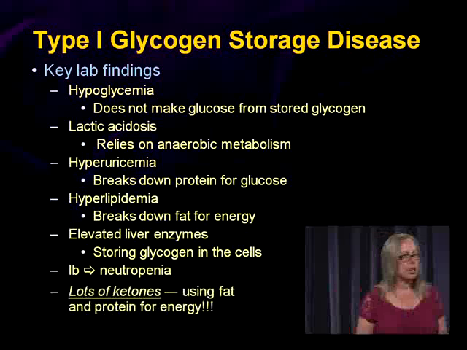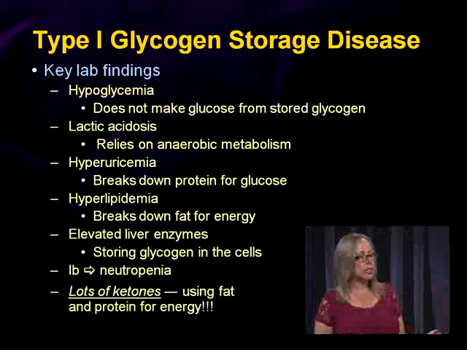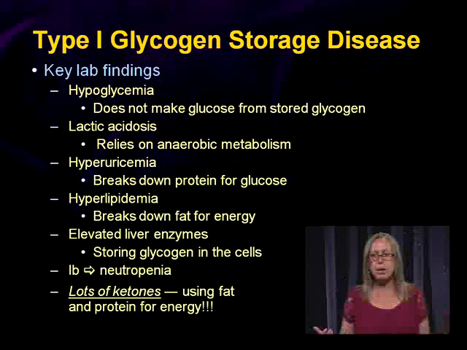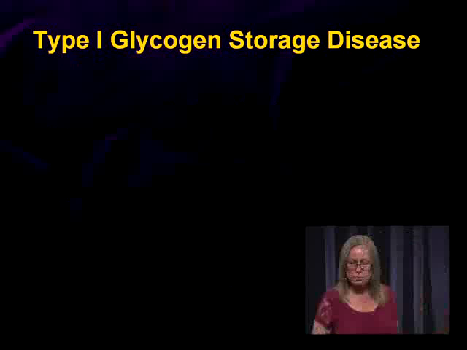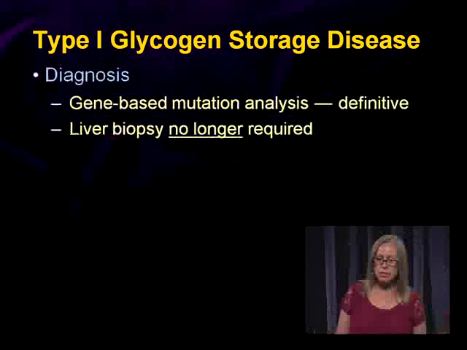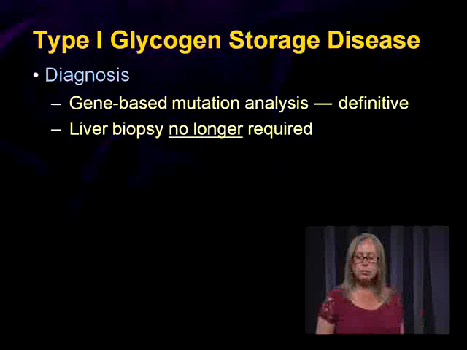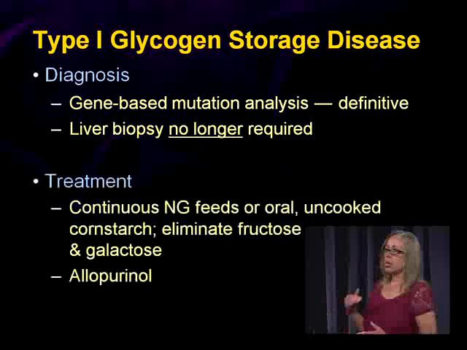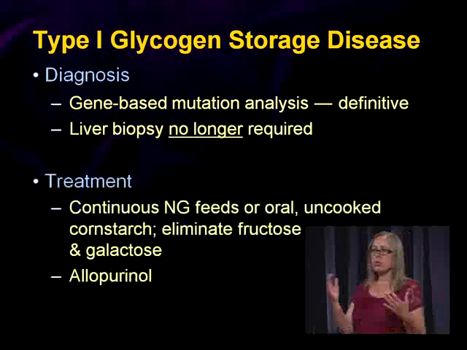So if you have a fatty acid oxidation defect, you can't make your ketones, but if you're having a glycogen problem, that's what you're really going to start to rely on to make your energy. So now we can do gene-based mutational analysis that's definitive, and a liver biopsy is no longer required to diagnose GSD. You want to keep these people going with as much slow infusion of a carbohydrate as you can.